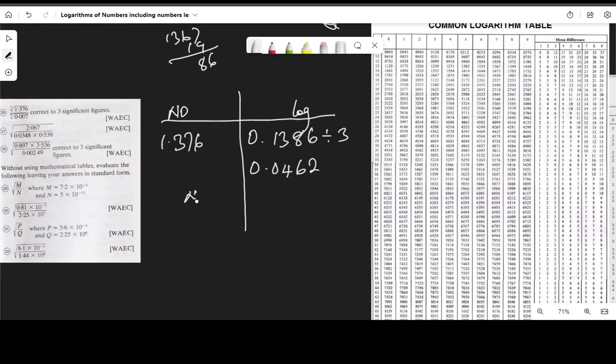So I'll call this numerator, 0.0462 as the numerator. Let's work on the denominator, which is the fourth root of 0.007. 0.007, the fourth root of it.